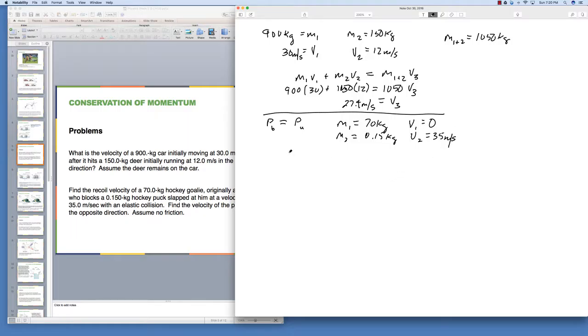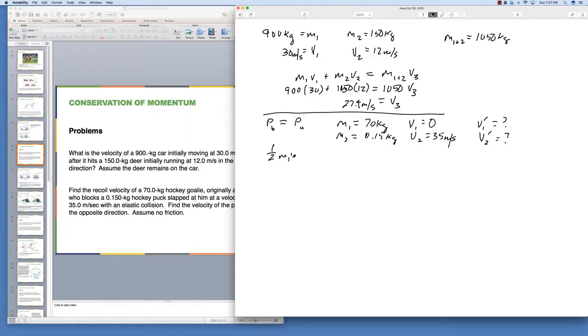Now afterwards, the hockey puck is moving at a new velocity, and so is the goalie. These are two unknowns. Okay? The goalie is moving in one direction and the puck's recoiling in another direction. Now, how do you get this? Well, the second equation is that the kinetic energy has to be conserved.